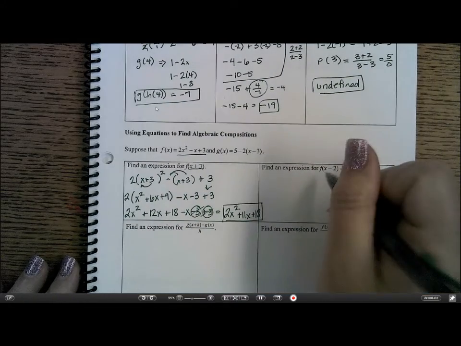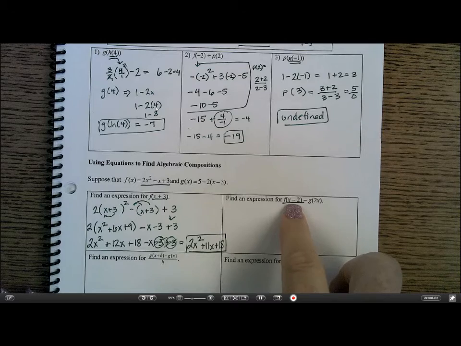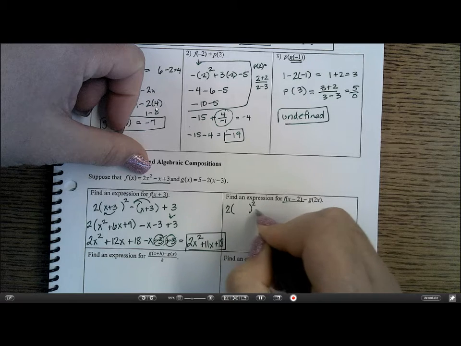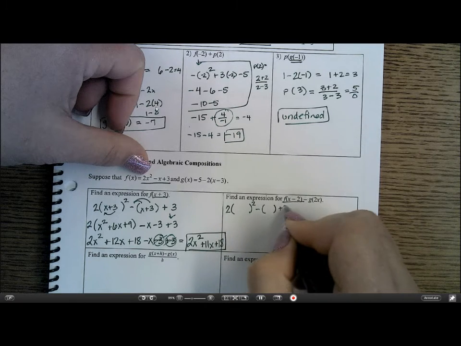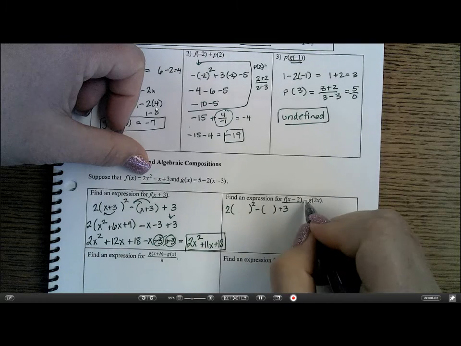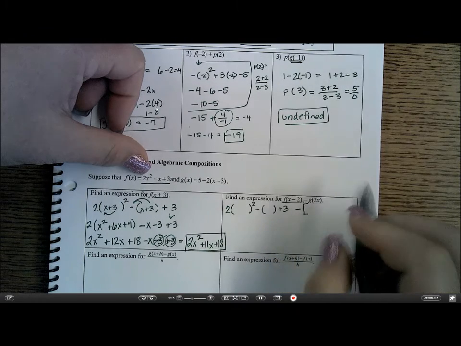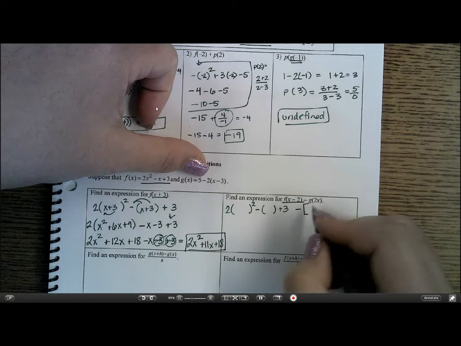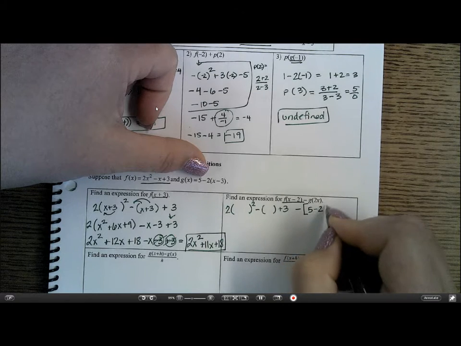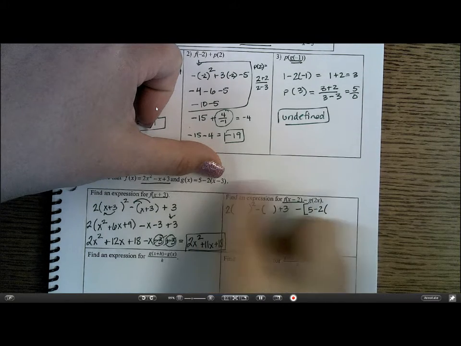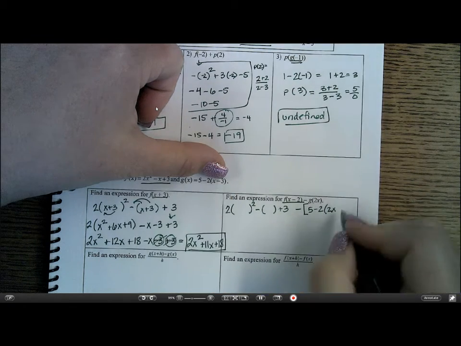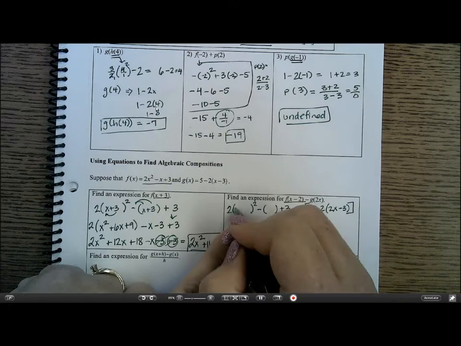All right, so now we're going to do the same thing. We're going to replace x with x minus 2 in the f function. Again, I highly recommend when you have more than one term going on, put them in parentheses. When you have a subtraction sign, put things in brackets so that you know to distribute that. In the g function is 5 minus 2 parentheses. Instead of x, I'm replacing x with 2x. And then I have minus 3. I'm going to go back into the f function and plug in x minus 2.